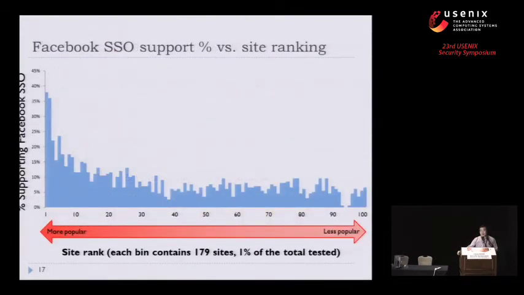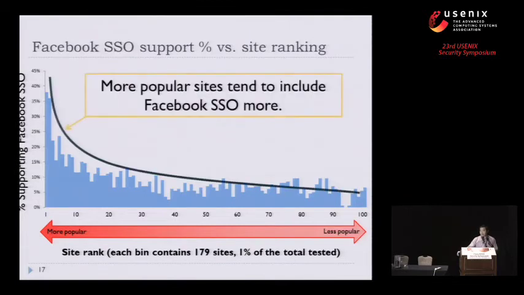So let's now look at some statistics about the result. First of all, this is Facebook single sign-on support versus site ranking. On the left side, we have the most popular sites, and on the right side, the less popular sites. The vertical bars mean how many sites support Facebook. As you can see, the trend is going down. This is kind of expected because we think that the more popular sites would try to integrate single sign-on more.